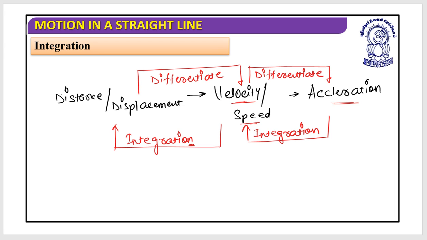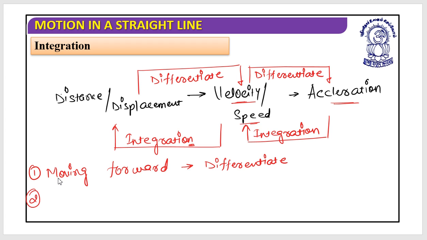So the first point, moving forward. If it is a task of moving forward, then I need to differentiate. Second, moving backward. Now you understand what is forward and what is backward, because we have already used this kind of thing in graphs as well. Moving backward would be an integration.